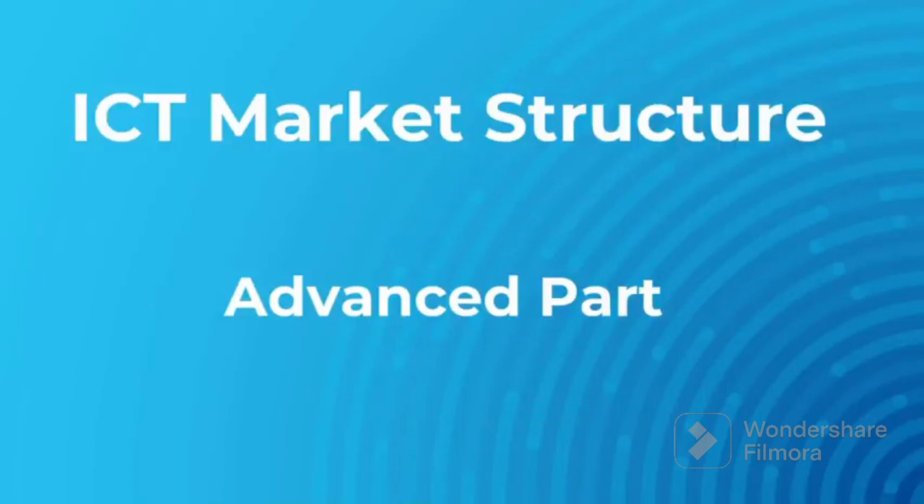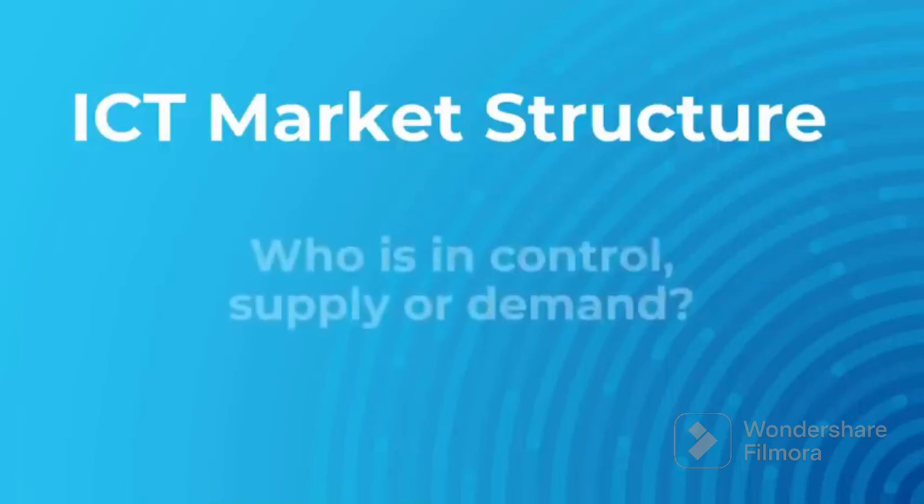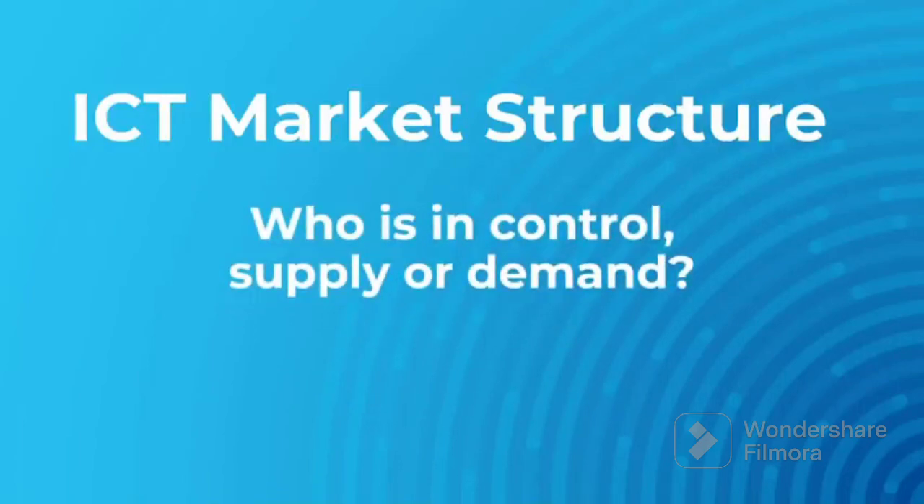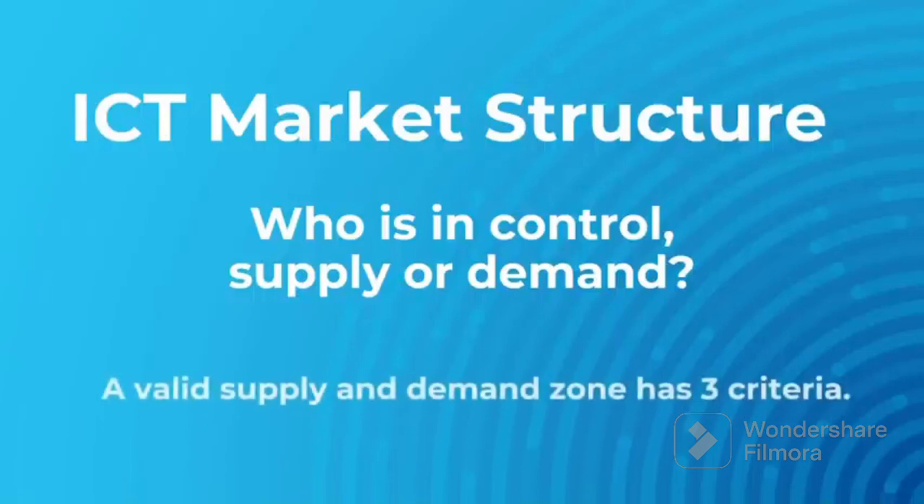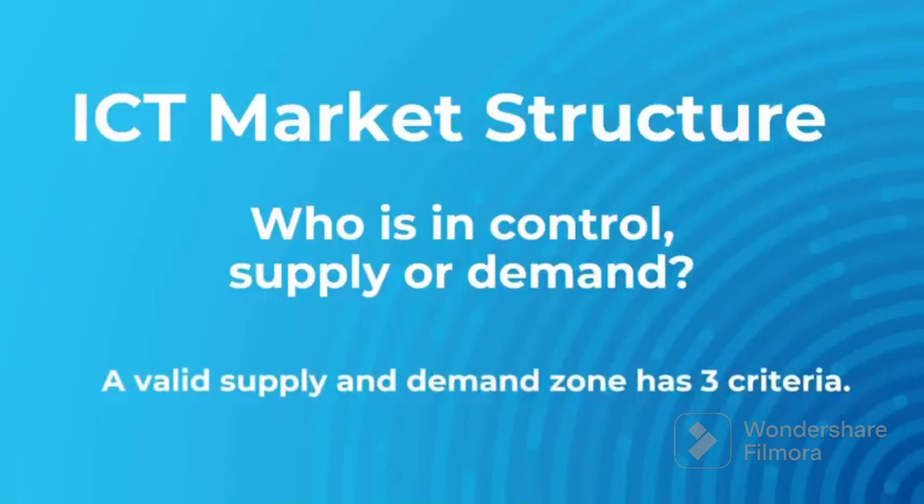When discussing the ICT concepts, market structure is all about who is in control, supply or demand. But the key point is that a valid supply and demand zone has 3 criteria. So the mitigation or break of these valid levels allows us to identify the market direction.